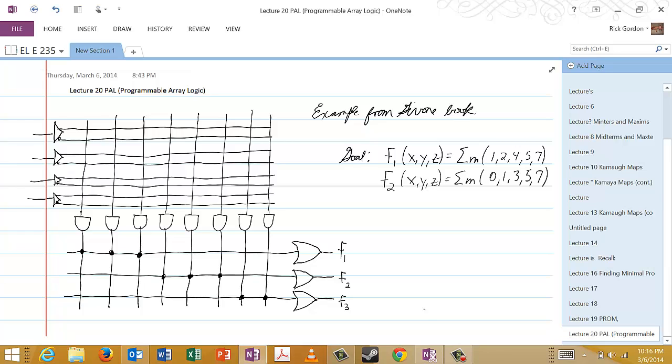Now, if you look carefully at what we've stated here as the goal, you will see that there's a problem. And the problem is this. F1 is expressed here as the sum of 5 minterms. However, down here, we're summing up only 3 terms. Likewise, F2 is the sum of 5 minterms, but it as well is the sum of only 3 terms.